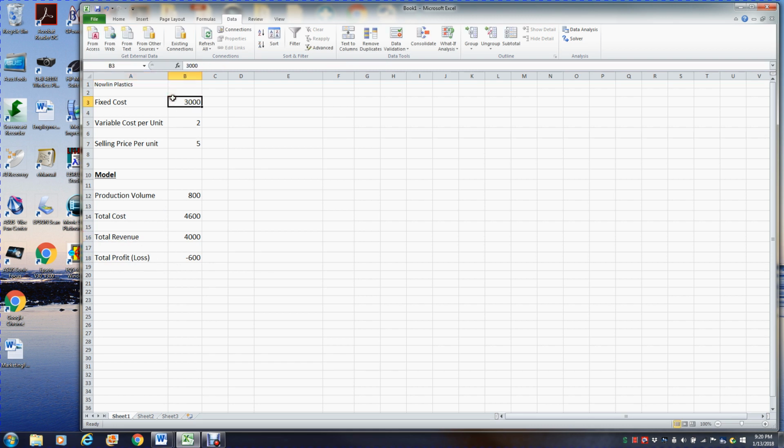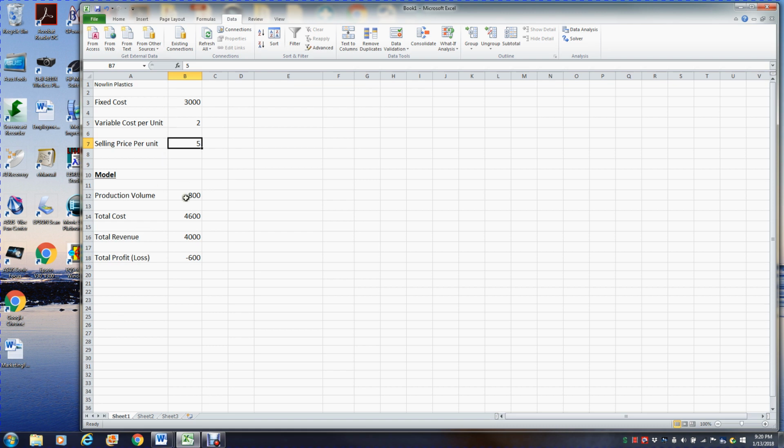Fixed cost is an input value, so is the variable cost per unit. These are values that you input, and the selling price per unit is also an input value. So you can pause the recording here and build this spreadsheet, and then come back when yours looks like mine.